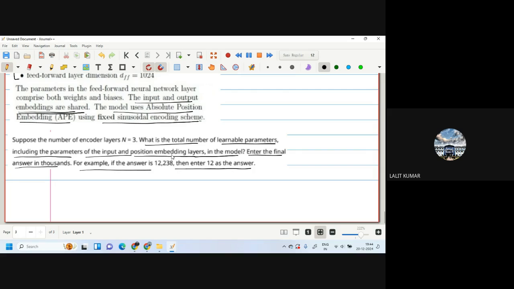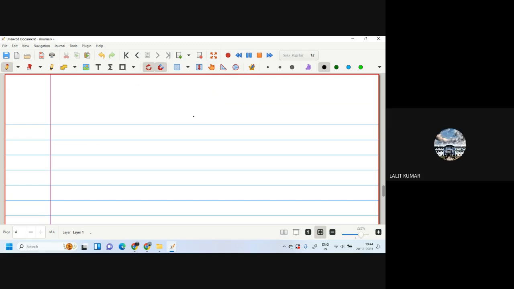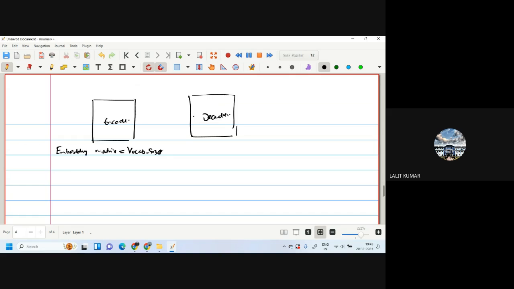Shall we go through the basics of the encoder-decoder first before solving this? Sure, and I'll give a hack also. So this is the encoder and this is the decoder. In the encoder, the first parameter is the embedding matrix, whose size is vocab size into D model. Then we come to MHA. You don't have to remember anything, just use the formula 4 into D into D.